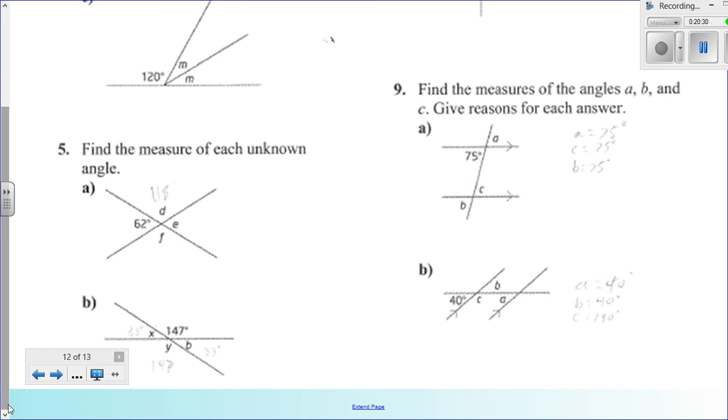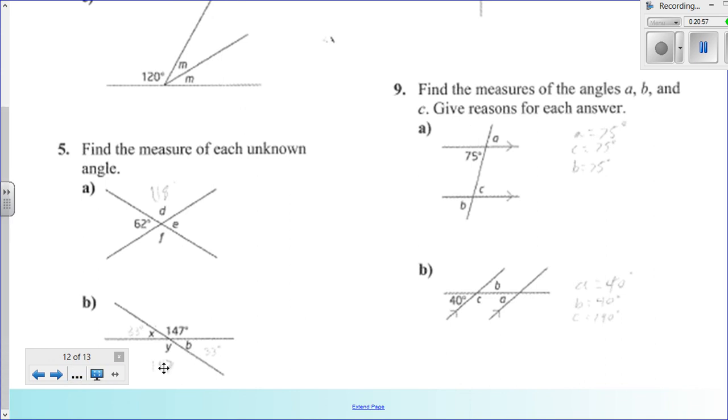For number 5, we're dealing with opposite angles. So angle E is going to be 62 degrees because of opposite angles. Then once you know that this is 62, on the other side of this angle is a supplementary angle of 118, since this straight line has to equal 180 degrees. Once I know that this is 118, then I know that F is also 118 because of opposite angles.